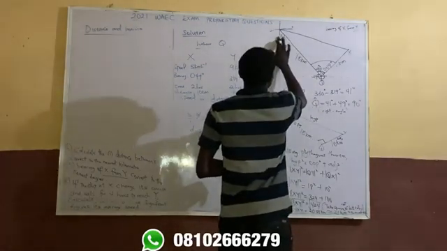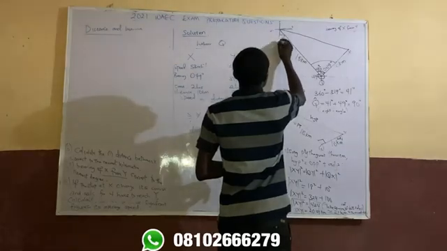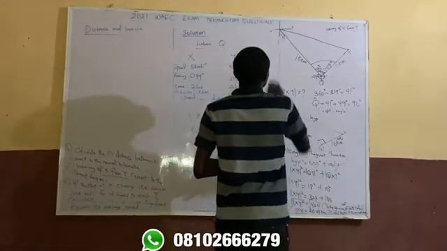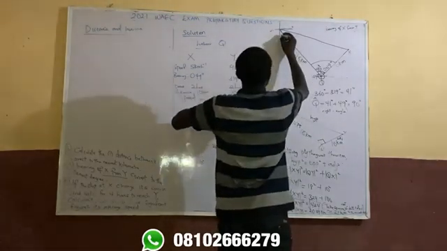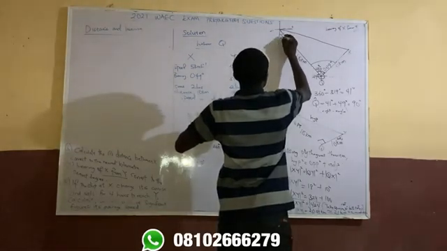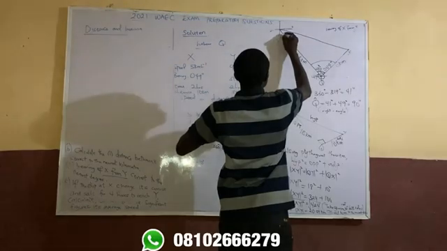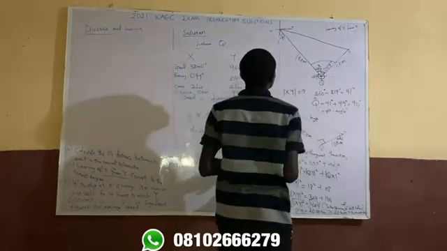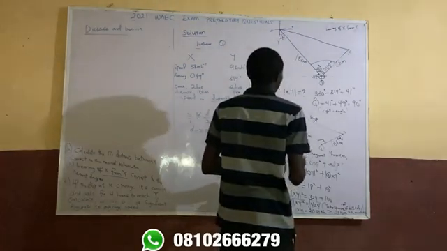Let me draw this y very well so you can see it clearly. So this one is 41 degrees. They are alternate angles, 41 degrees, they are alternate angles.